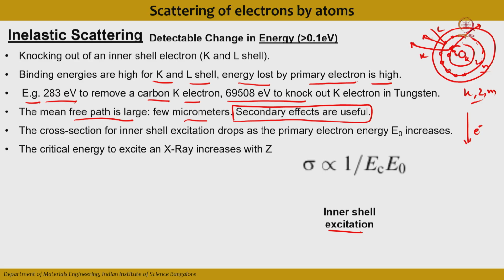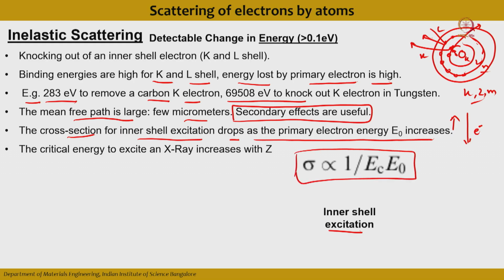So, the cross section for this inner shell excitation drops as the primary electron energy increases. Typically this is given by sigma equal to 1 by EC into E0, where E0 is the primary beam energy. The critical energy to excite an X-ray increases with Z, because with increasing Z, the number of electrons and number of protons also increases. So your binding energy also increases with the increase in Z. These are called inner shell electrons.